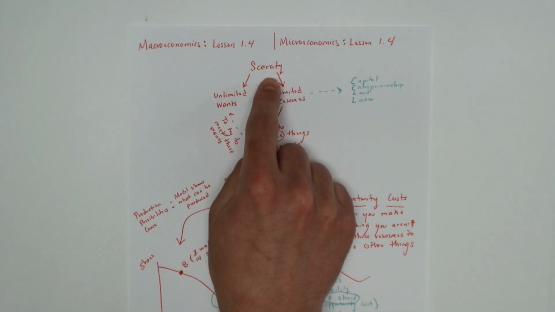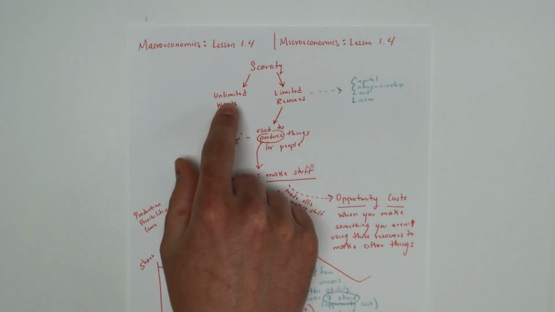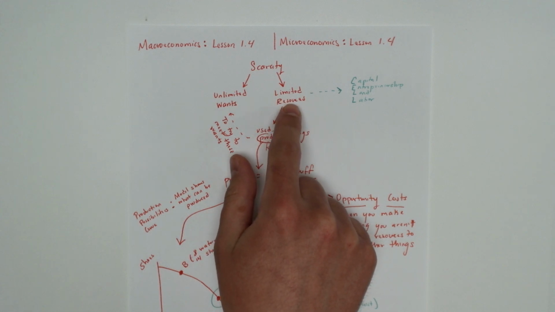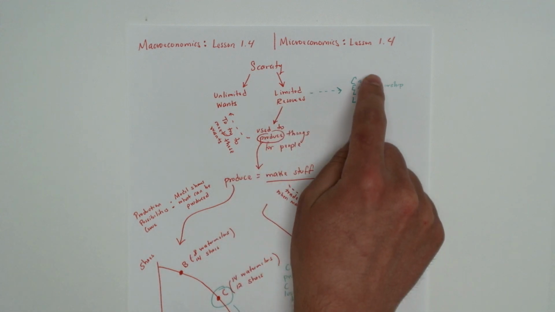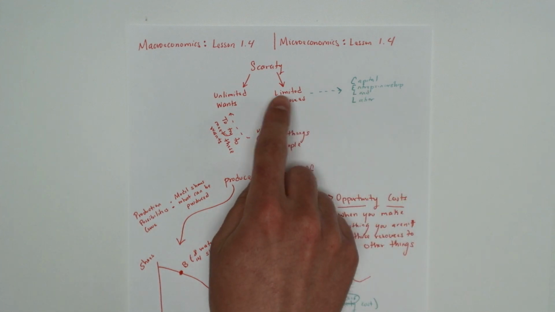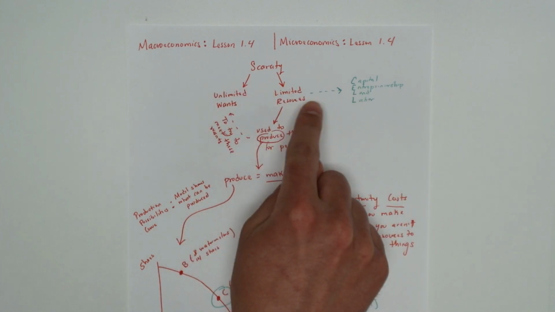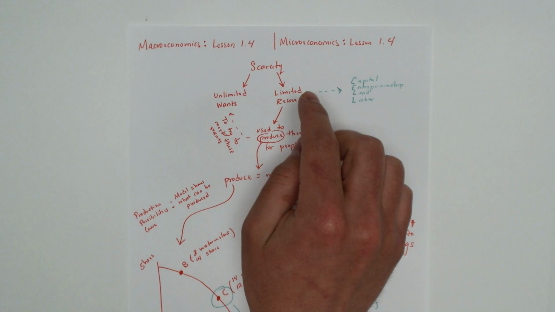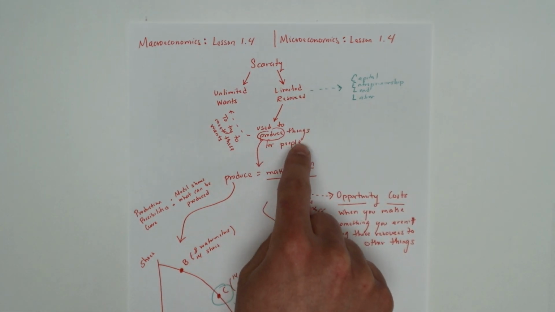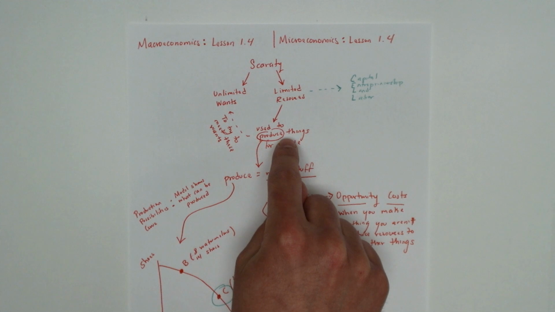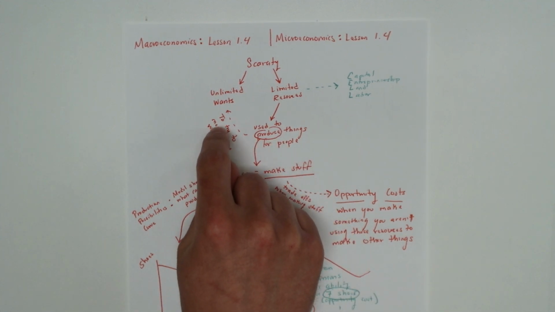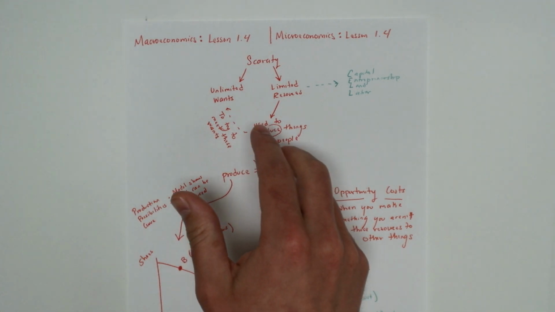Quick recap: we said that scarcity happens because people have unlimited wants, which are satisfied by limited resources. Remember, the acronym for the limited resources is the CEL: capital, entrepreneurship, land, and labor. Because of this issue of limited resources and unlimited wants, we have scarcity. We have to make choices on what we're going to produce with our resources. So these resources are going to be used to produce things that are then going to be used to try to meet the needs of these unlimited wants as best that we can.